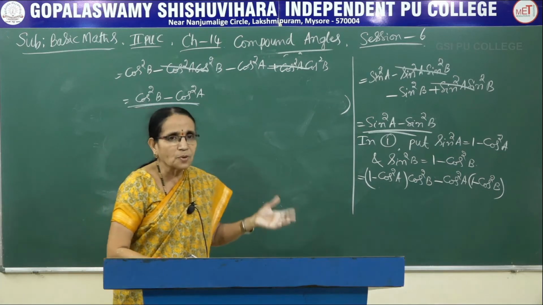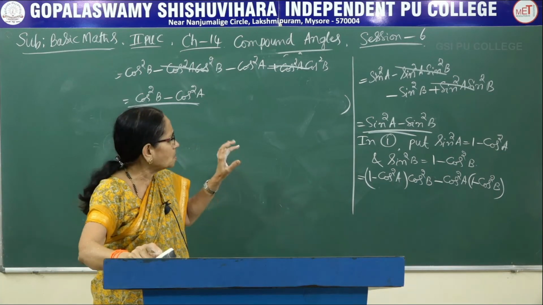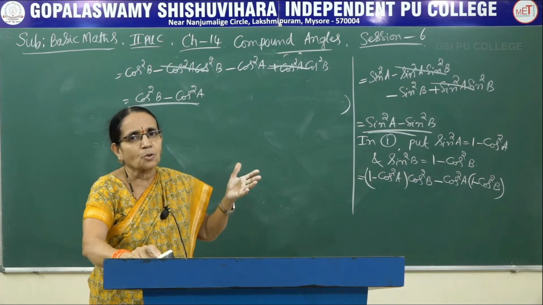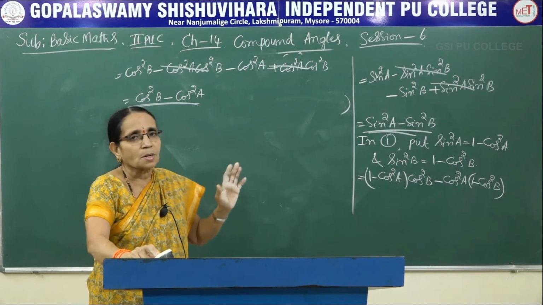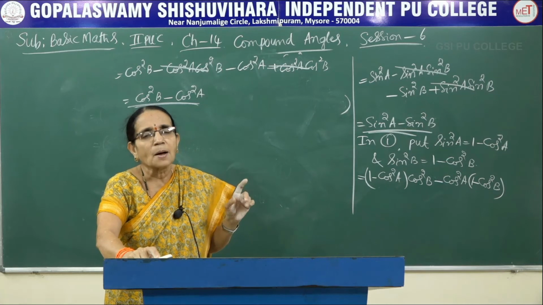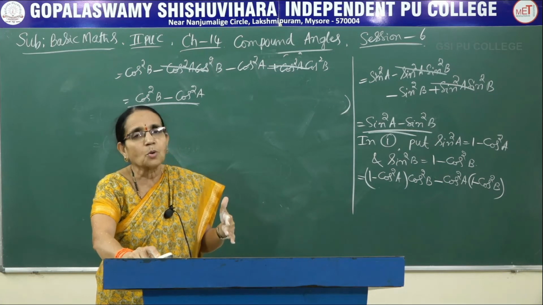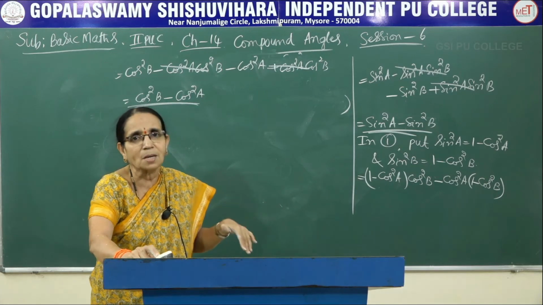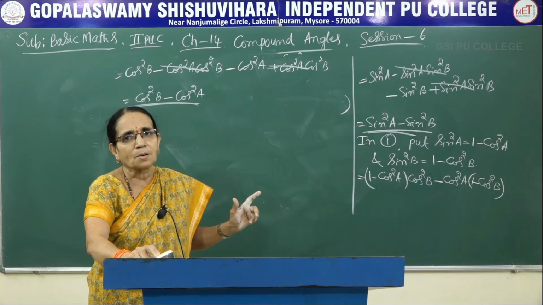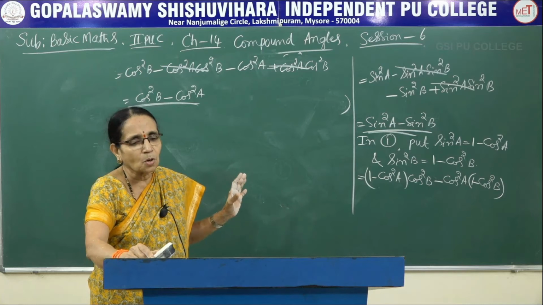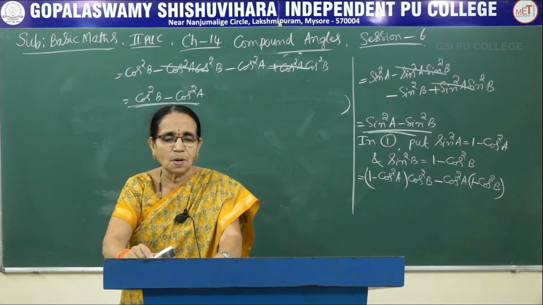See, both of them are standard results. But in some problems, in another branch of mathematics, you may get that the product sin(A plus B) into sin(A minus B) could be written as sin square A minus sin square B. Or suppose you are having sin square A minus sin square B, it could be written as a product sin(A plus B) into sin(A minus B).